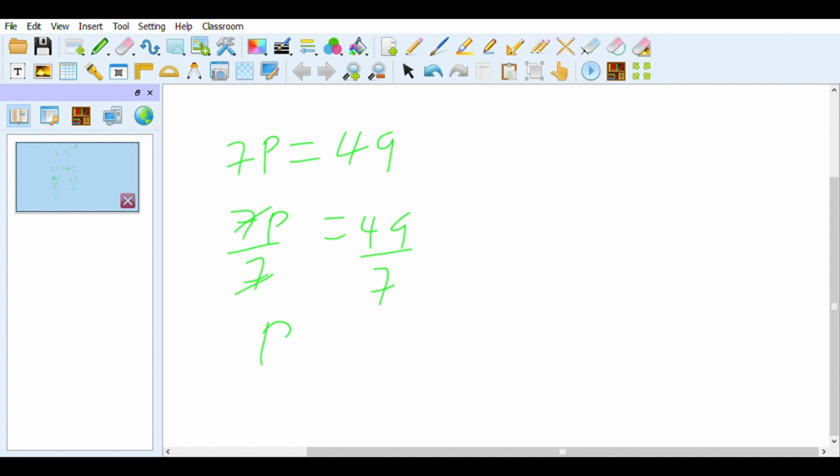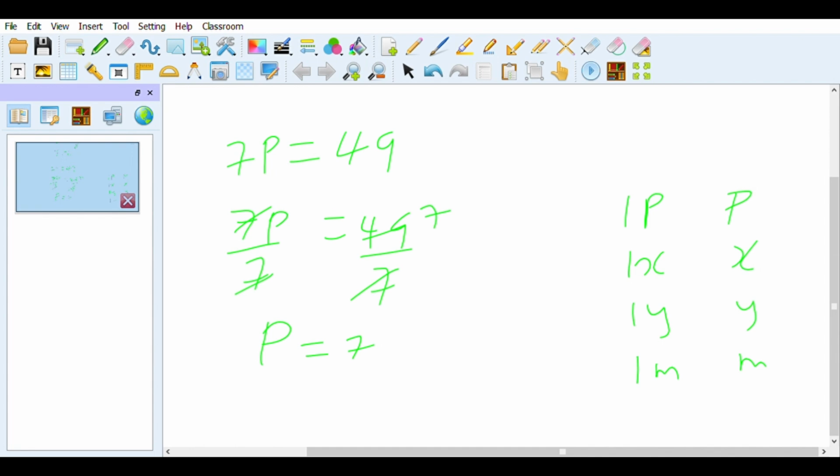So anytime you see one letter written, it means one of that letter. So we cannot write something as 1p or 1x or 1y or 1m. Okay, if it is 1p, it is p. If it is 1x, it is x. If it is 1y, it is y. If it is 1m, it is m. So we skip writing the 1. So p here, if 7 divides 49, we're going to have 7. So p is equal to 7.